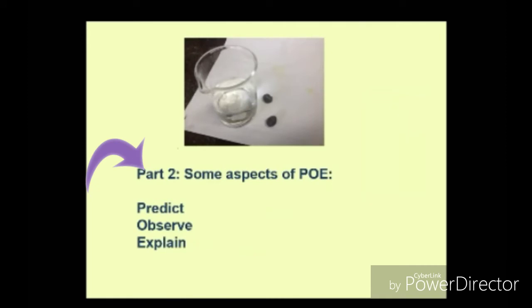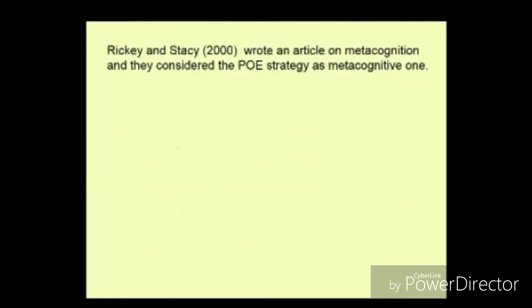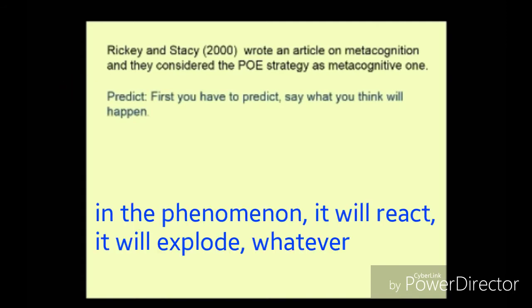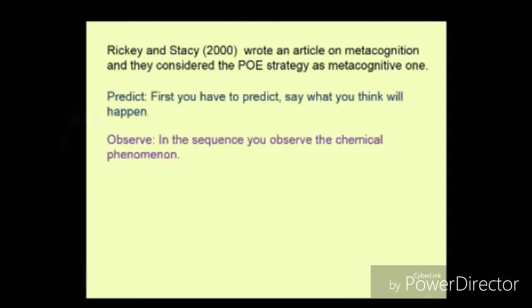Part 2, some aspects of POE, predict, observe, and explain. Ricky and Stasi wrote an article in chemical education about metacognition, and they consider the POE strategy a metacognitive one. It's an example of this. Predict. First, you have to predict. Say what you think will happen in the phenomenon. It will react, it will explode, whatever.